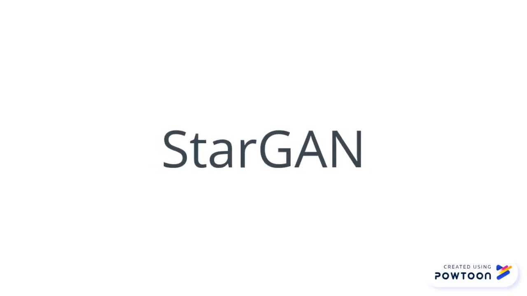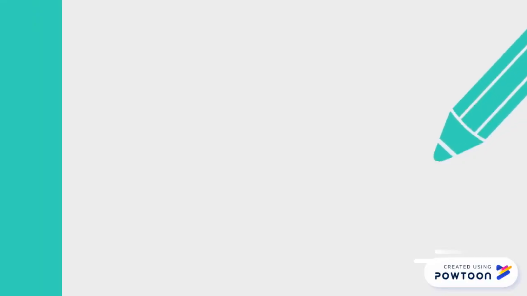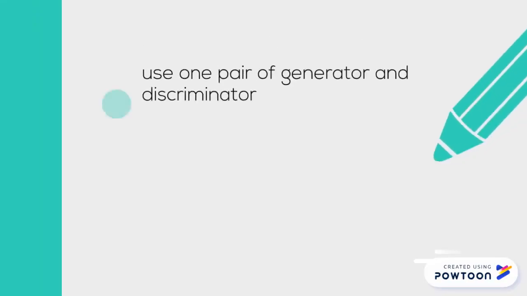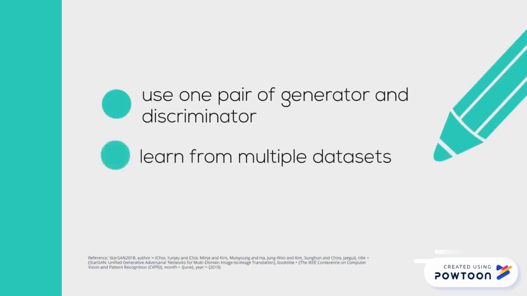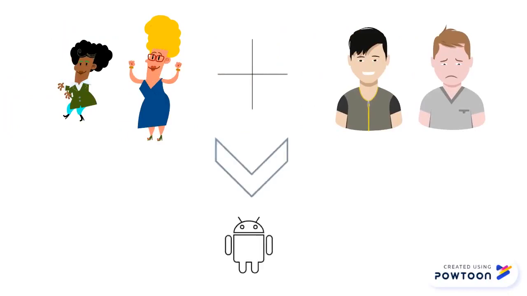StarGAN is a new and improved approach for handling multiple attribute translation. StarGAN only uses a single pair of generator and discriminator. StarGAN can also learn from multiple datasets that have different attributes at the same time. For example, it can learn to translate hair color and facial expressions at the same time, where one dataset consists of different hair color and the other consists of different facial expressions.